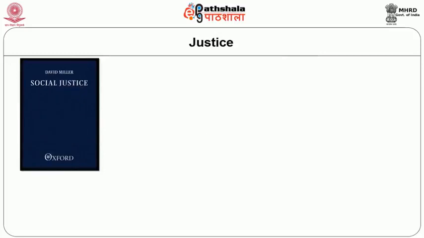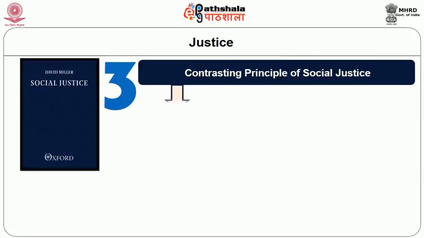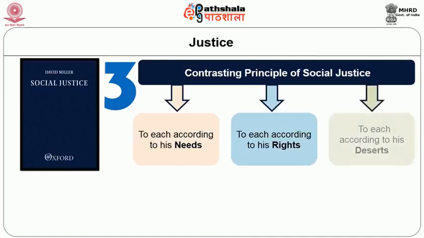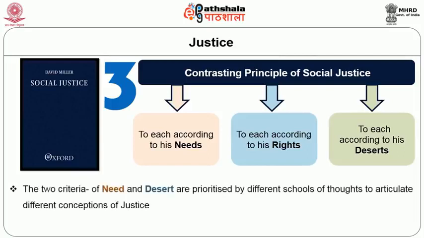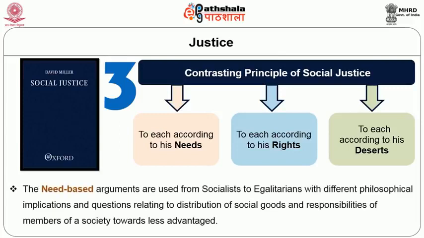David Miller, in his 1976 book Social Justice, lists three contrasting principles of social justice. The principles being: to each according to his needs, to each according to his rights, and to each according to his deserts. The two criteria of need and desert are prioritized by different schools of thought to articulate different conceptions of justice. The need-based arguments are used from socialists to egalitarians, with different philosophical implications and questions relating to distribution of social goods and responsibilities of members of a society towards the less advantaged.